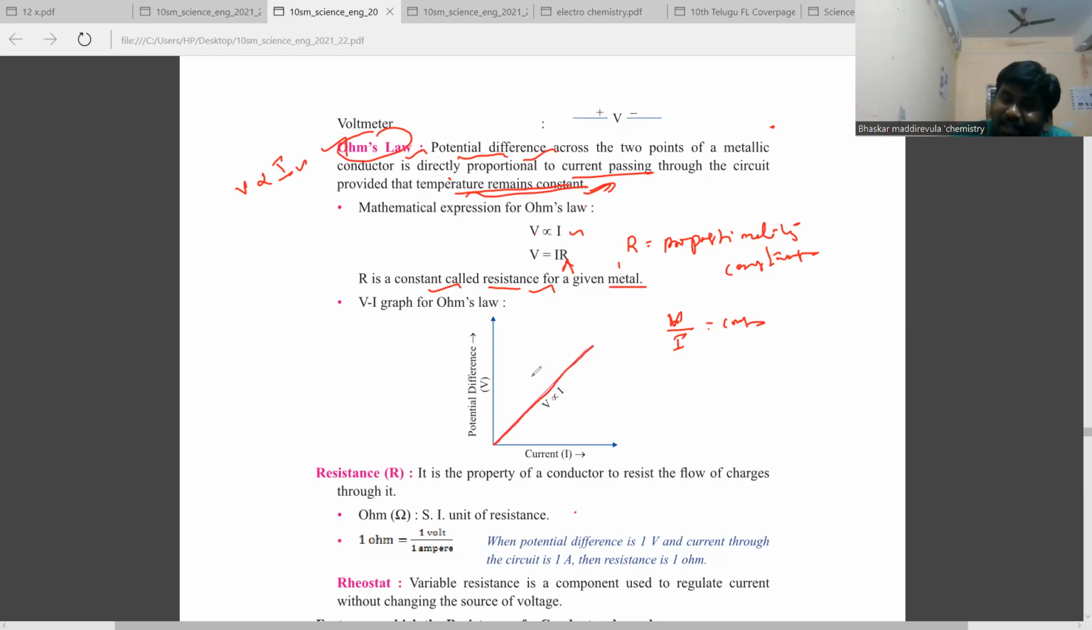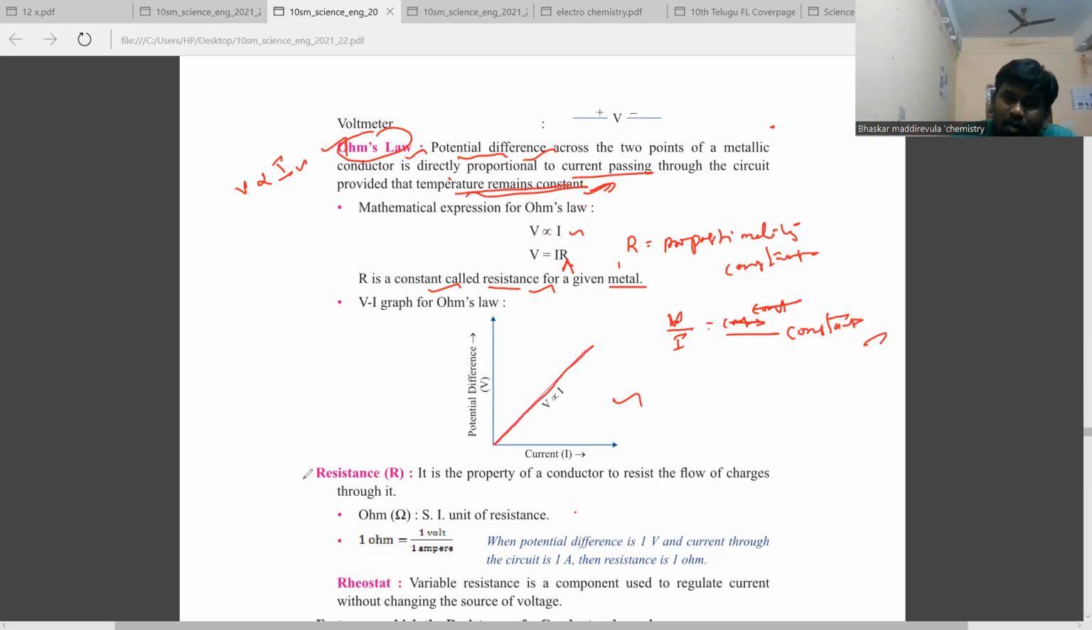This line indicates that the ratio of potential difference to current is always constant. So this is about Ohm's law. You will always get a straight line.